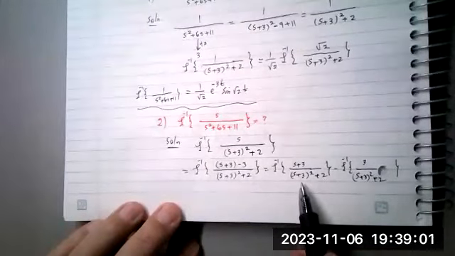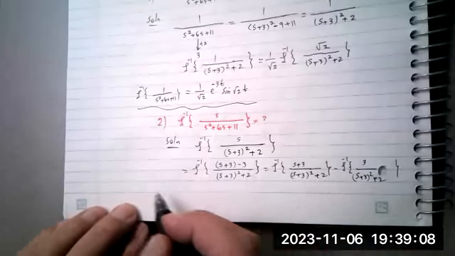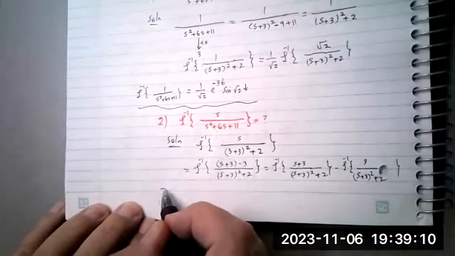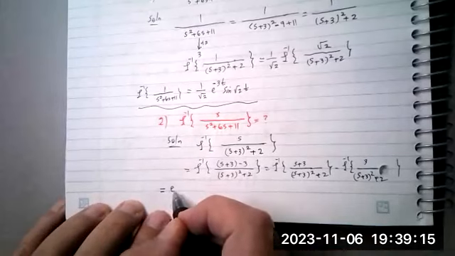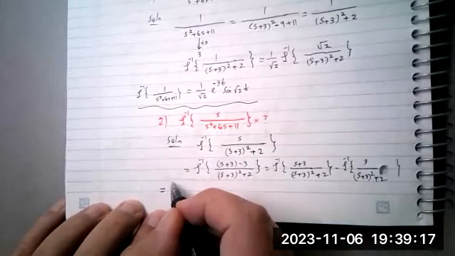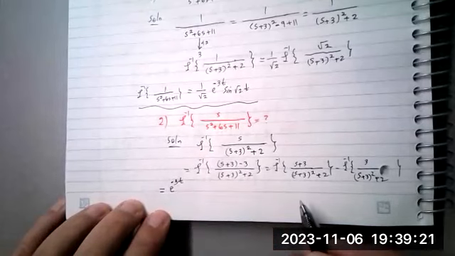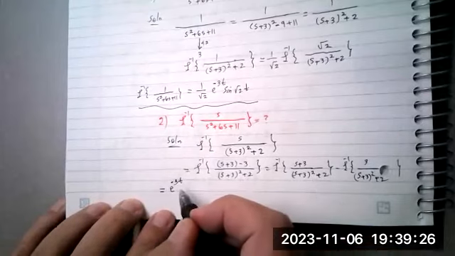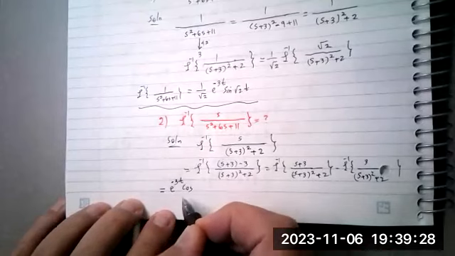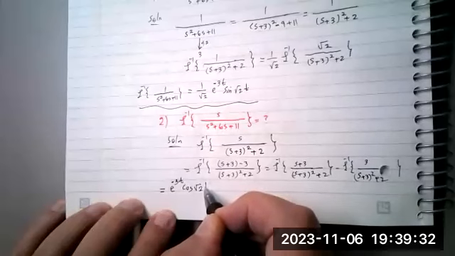We have S plus 3 over (S plus 3) squared plus 2. So that would be cosine with the shifting. This is going to be equal to, we shifted into S plus 3, so you get e to the negative 3t, and then the function is going to be cosine. Cosine of what? Root 2 of t. So that is the first one.